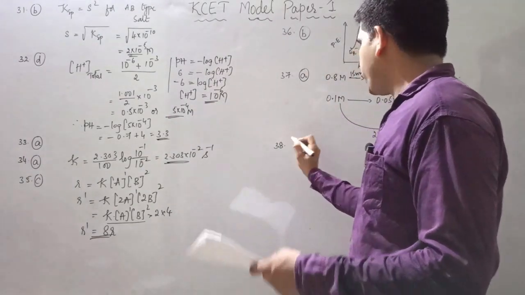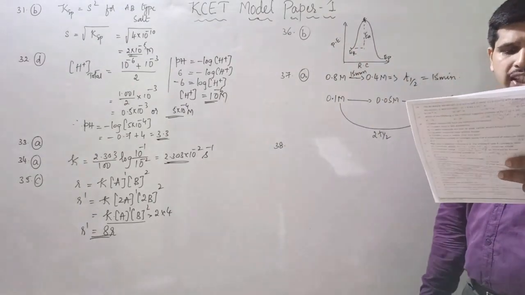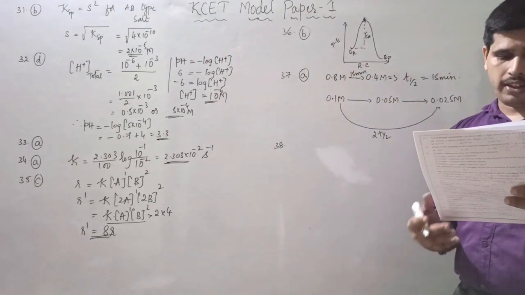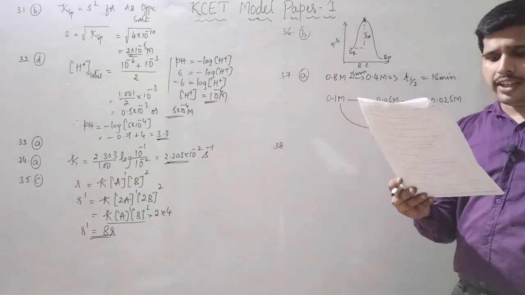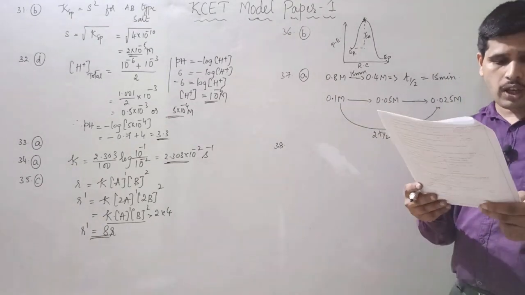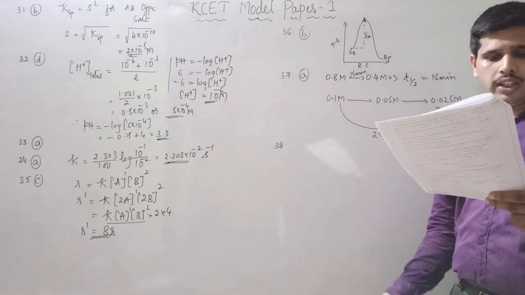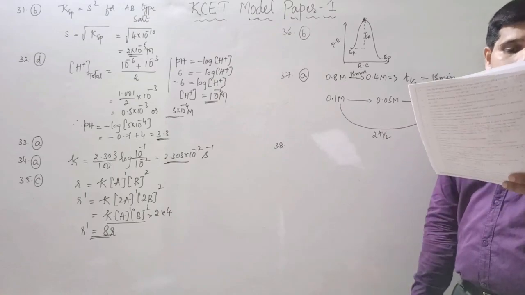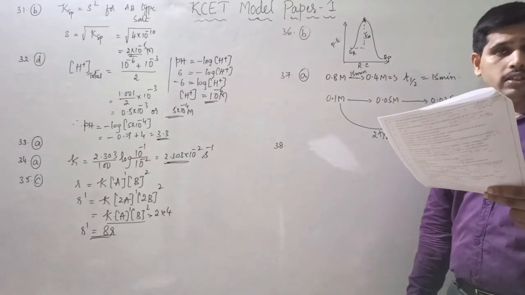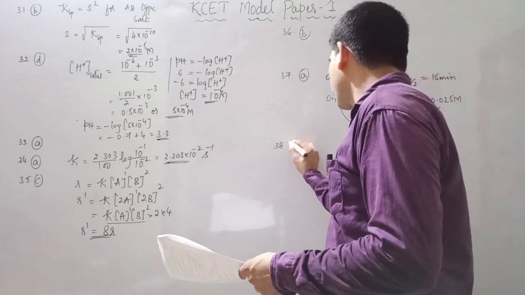Next, 38th one. Which of the following is not a characteristic of chemisorption? Chemisorption is unilayer thickness, or unimolecular adsorption. So here it says the adsorbed layer is multi-molecular, which is absolutely wrong. So your option for this question is A.